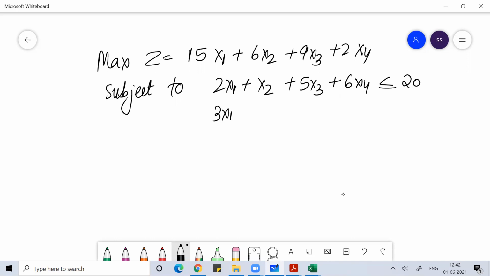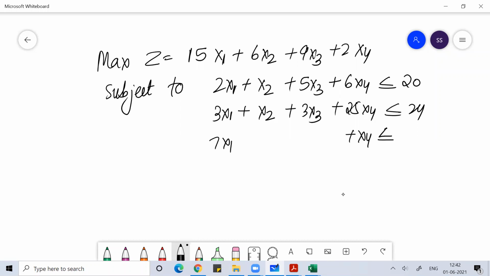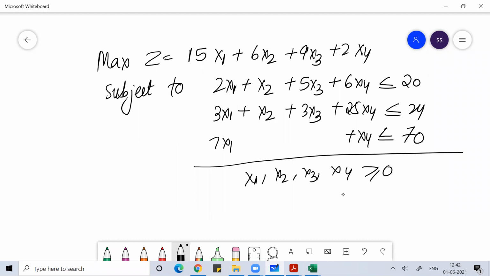Then 3x1 plus x2 plus 3x3 plus 25x4 is less than or equal to 24. Okay, then 7x1 plus x4 is less than or equal to 70. Where x1, x2, x3, x4 should be greater than or equal to 0. Everyone, please write down this problem. Then we'll start solving this.